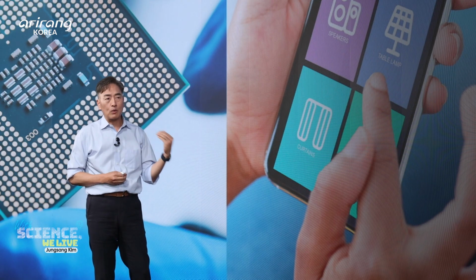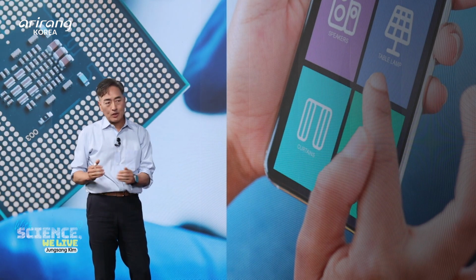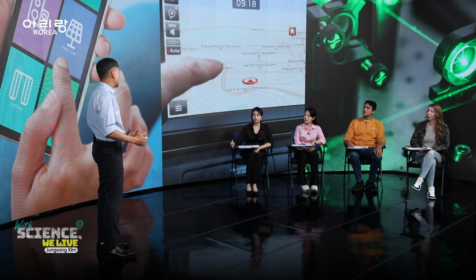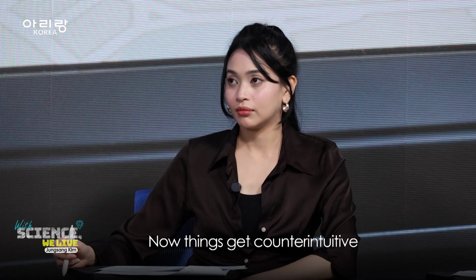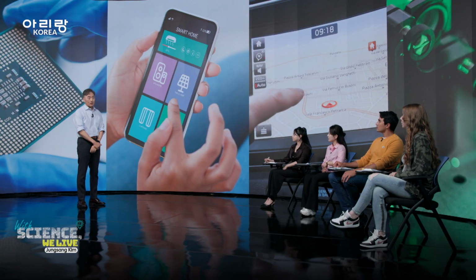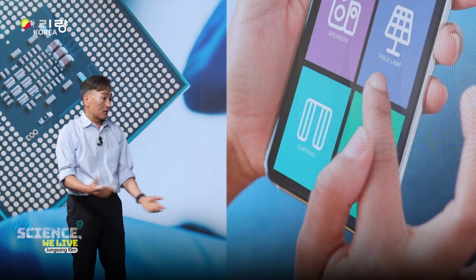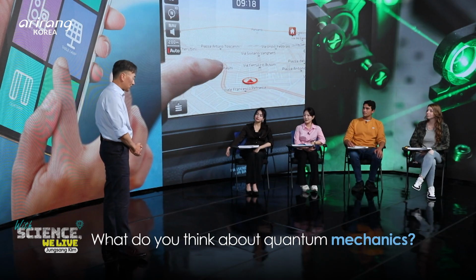Now, it turns out that quantum computing is what we call the second generation of quantum technology, because this actually involves a lot of things that are counterintuitive. Okay, so we're going to try to get into that topic a little bit. But before we dive in, I would love to get your sense, what do you think about quantum mechanics? Let's ask this question.